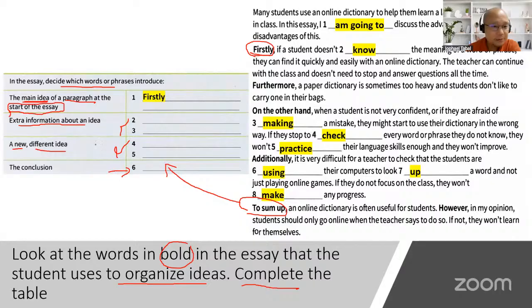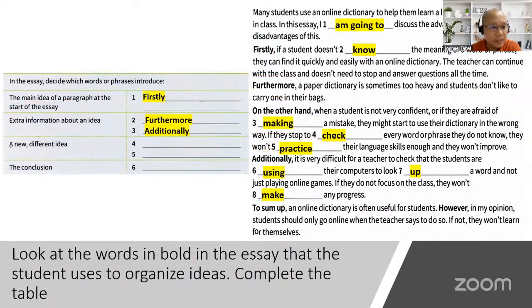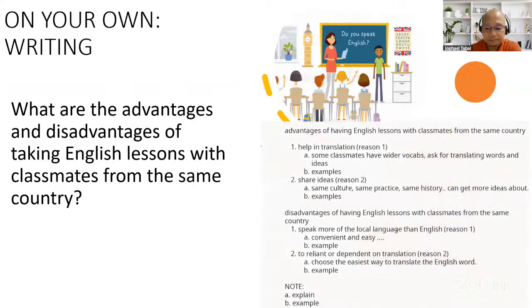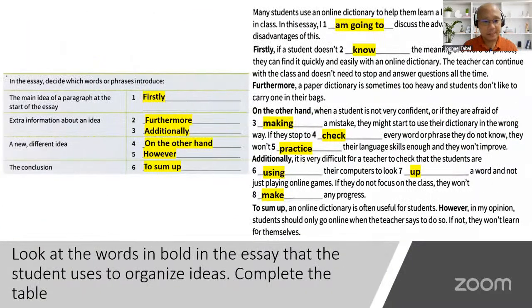So here, adding extra information, we have here furthermore, this one. So these are very useful when we write our essay. Furthermore and additionally, this one. So those are the words we can use to add information. How about a new or different idea? We have here on the other hand. And the next one is however. So that's a new or different idea. Lastly is to sum up. Now when we write our essay, I want you to use these words here, okay? So when you practice your essay, I want you to use these words here, okay?